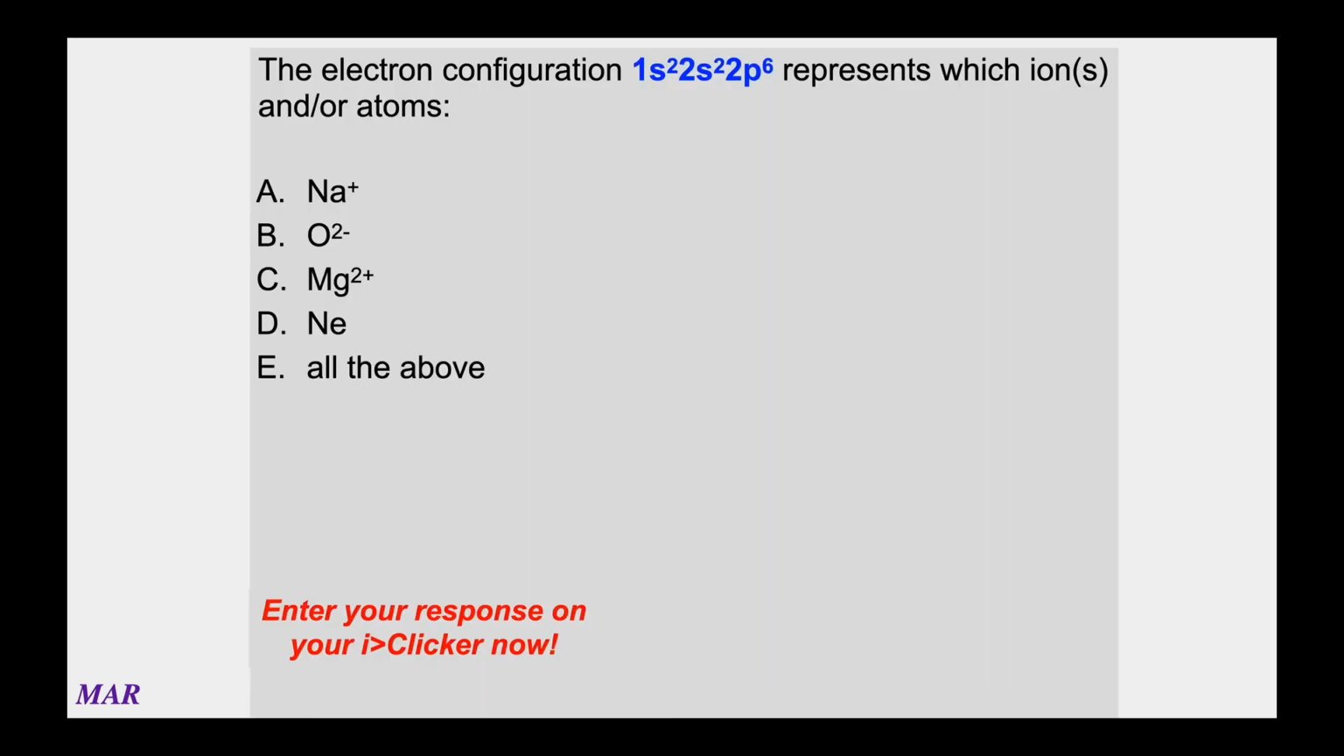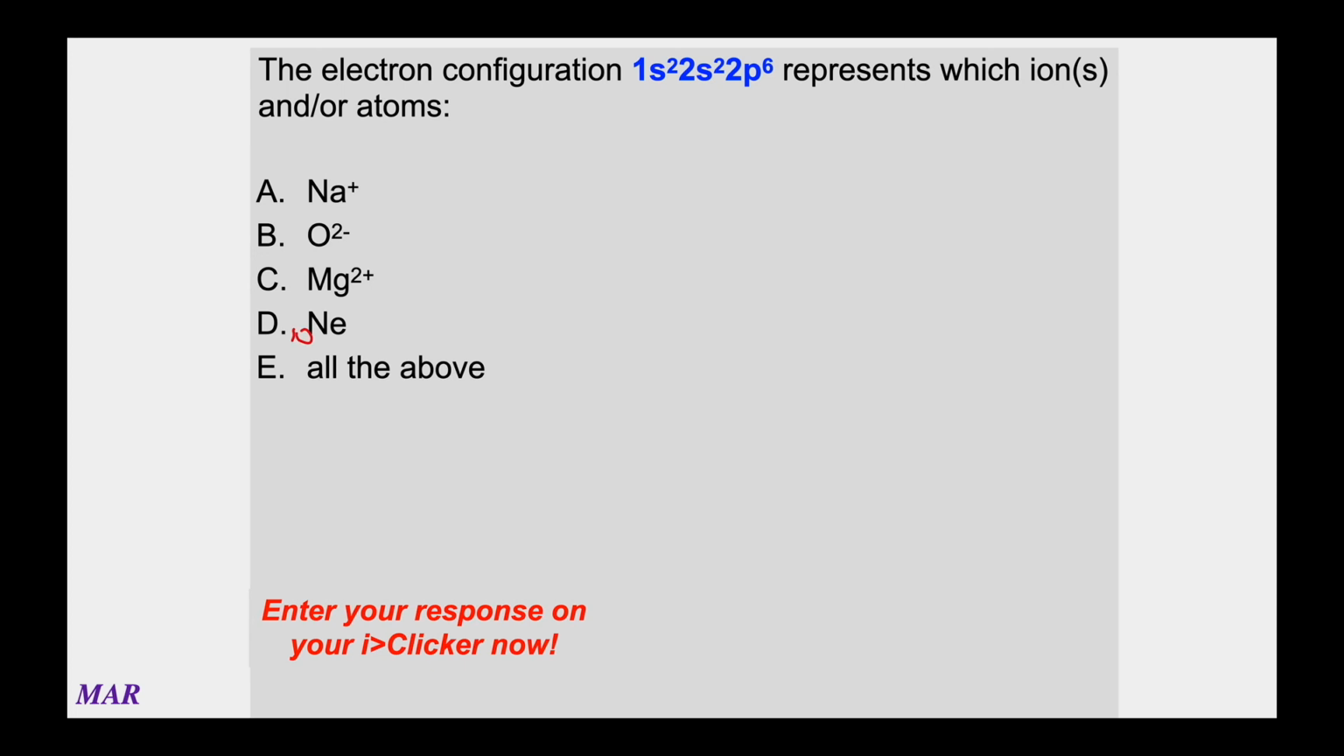The electron configuration 1s2, 2s2, 2p6 represents which ions and/or atoms? All right, and this is kind of interesting. We've got sodium, oxide, magnesium 2+, and neon. Well, let's start with neon. Neon has 10 electrons. Its atomic number is 10.